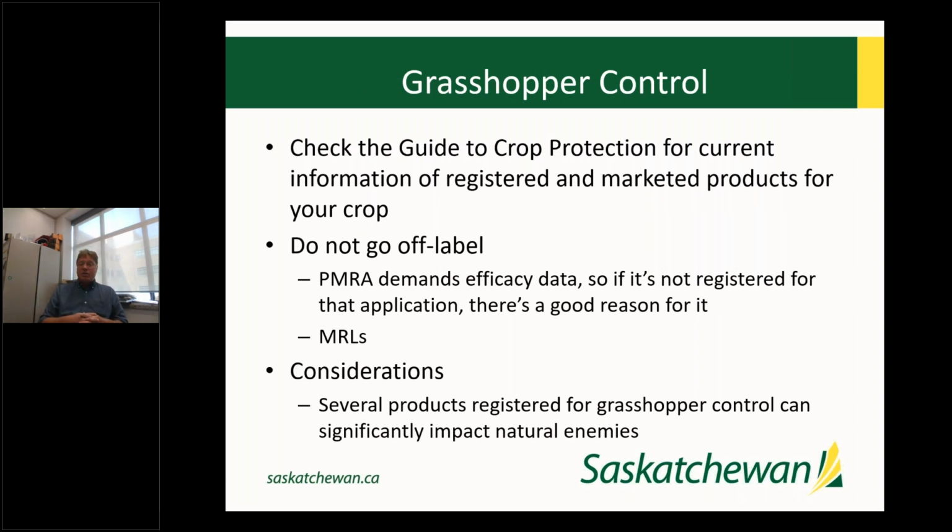So check the guide to crop protection. There are a lot of products registered in a lot of different crops for grasshopper control. Of course, I'll talk about some of the limitations that we've had put on us recently, but do not go off-label. I've heard about some reports of some off-label applications, and really you can get yourself into some trouble with that. If you're looking at the guide to crop protection, our Pest Management Regulatory Agency of Health Canada demands efficacy data for registration of a product. So if it has grasshopper on the label, you can pretty much take that to the bank that it's going to be efficacious if you follow the label directions.